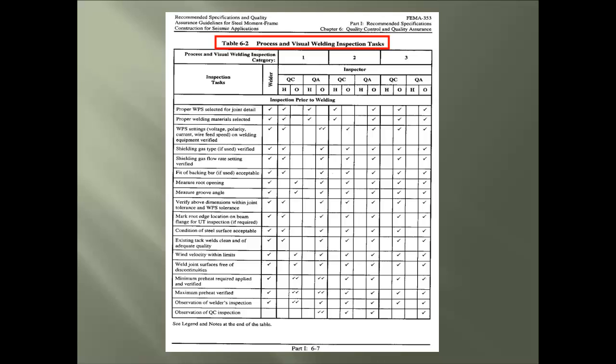Table 6-2 is very important for the QC and QA professionals. First, we see this table covers the inspections prior to welding, and yes, there is a table for during the welding also. Next is to check with the design professional for the proper category you are in, whether it's 1, 2, or 3.